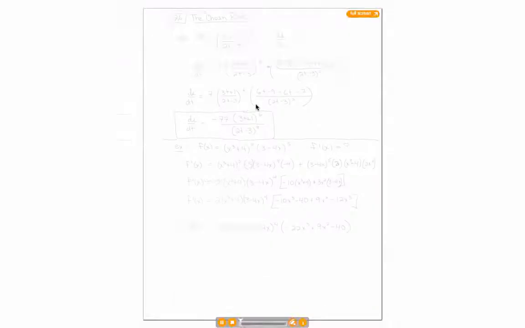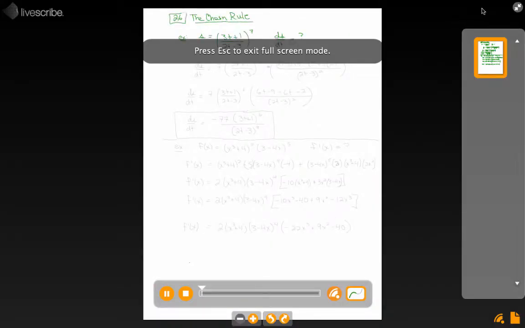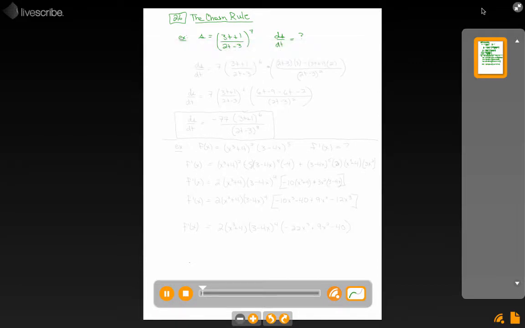Examples come to section 2.6, the chain rule. We're given here in this example s equals (3t plus 1 over 2t minus 3), all raised to the exponent 7, and we're asked what's ds by dt. This would be another example of, okay, well, when I have something to the power of 7, the first part of my derivative is to say I have 7 times that to the 6th, and that is definitely where we start here. 7 times this expression to the 6th.